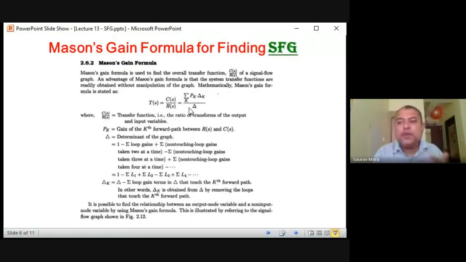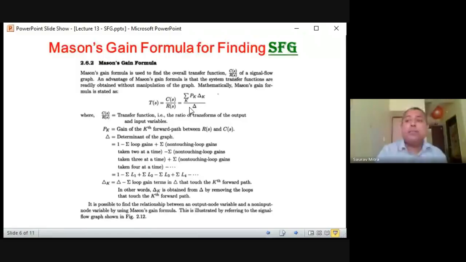And how to find delta K? Again, there comes this thing: how many single non-touching loops are there, how many pairs of non-touching loops are there. If there are 3 loops which are non-touching in a signal flow graph, their loop gains have to be multiplied and it will keep on going. So what are all these terms? I cannot explain to you now, but we do numericals and we'll understand, and again we'll come back to Mason's gain formula. So we have to solve a very big numerical to understand each and every part of Mason's gain formula. However much theory you teach, Mason's gain formula is not understood unless and until we solve a numerical.